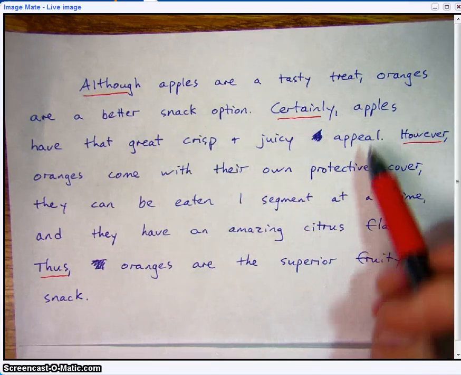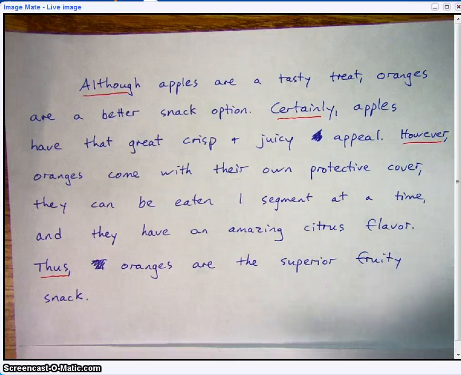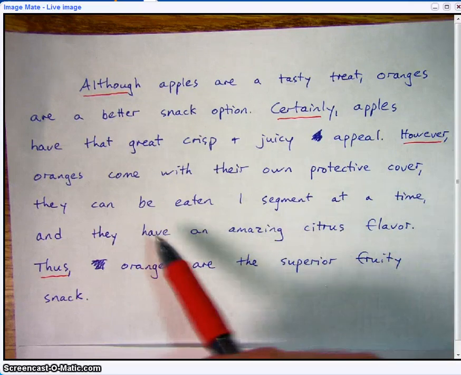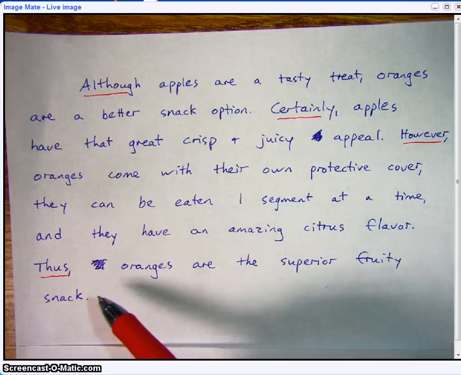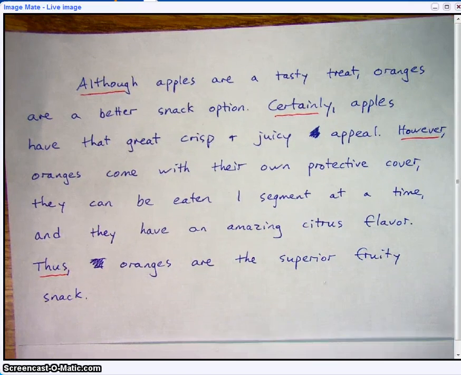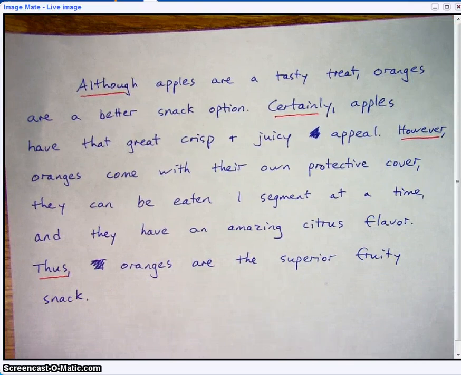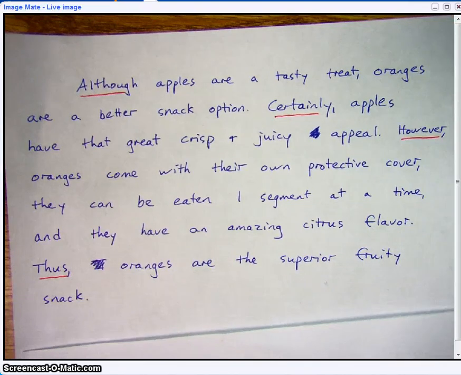Then I have "certainly," and I list one reason why apples could be considered a great snack option. Then "however," and I have a few reasons why oranges are awesome. And finally, "thus," which is the beginning of my sentence about where I really stand, crystal clear on the issue.